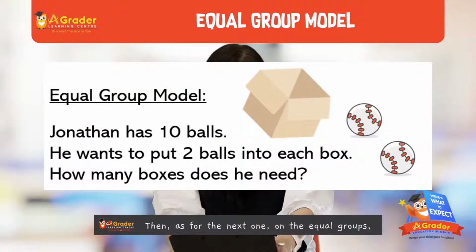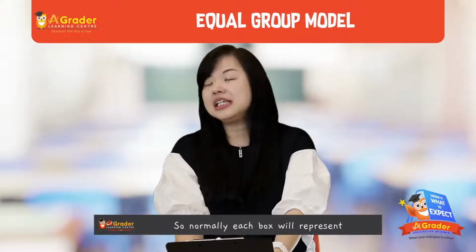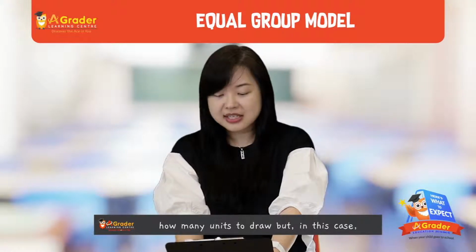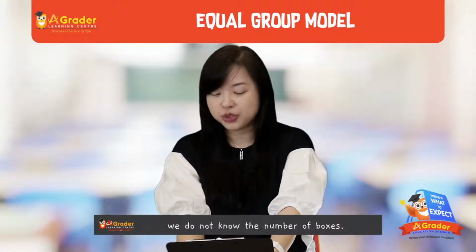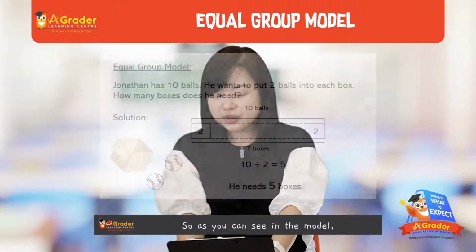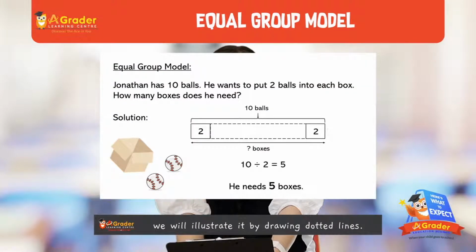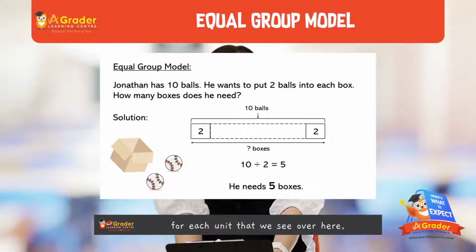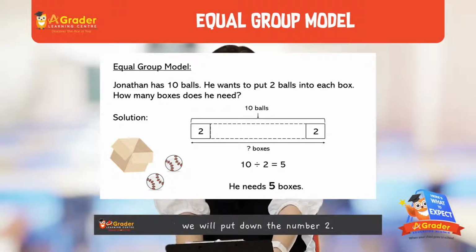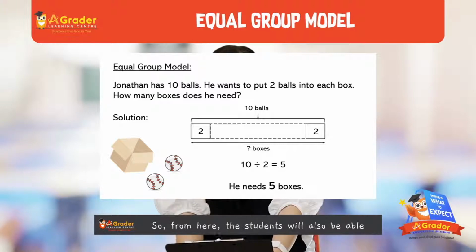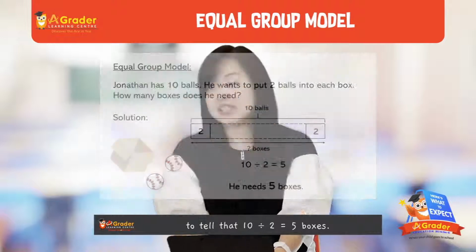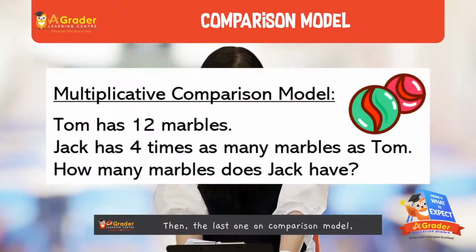Then as for the next one, the equal groups model, normally each box will represent a unit to draw, but in this case, since this is the question that we are looking for, we do not know the number of boxes. So as you can see in the model, we will illustrate it by drawing dotted lines. Since there are 2 balls in each box, for each unit we see over here, we will put down the number 2, and we know the total, which is 10. So from here, the students will also be able to tell that 10 divided by 2 will give them 5 boxes.